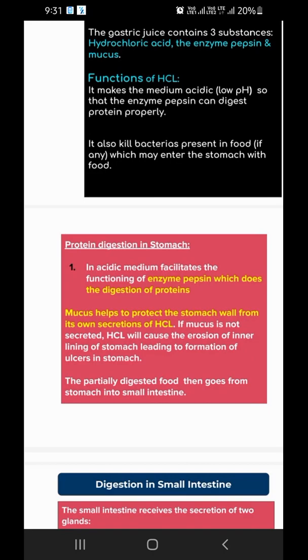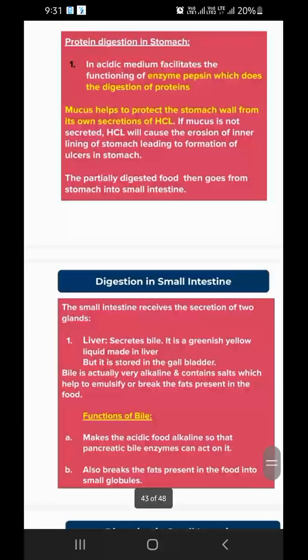Sometimes the stomach secretes more HCl, due to which acidity occurs. That's why we use a basic substance to reduce the effect of the acid.